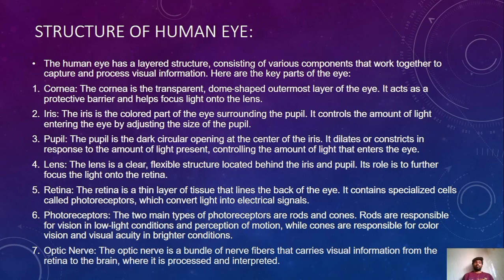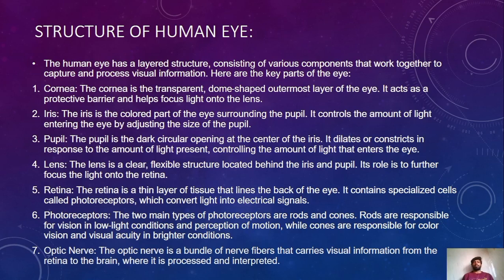Pupil. The pupil is the dark circular opening at the center of the iris. It constricts in response to the amount of light present, controlling the amount of light that enters the eye. Lens. The lens is a clear, flexible structure located behind the iris and pupil. Its role is to further focus the light onto the retina.